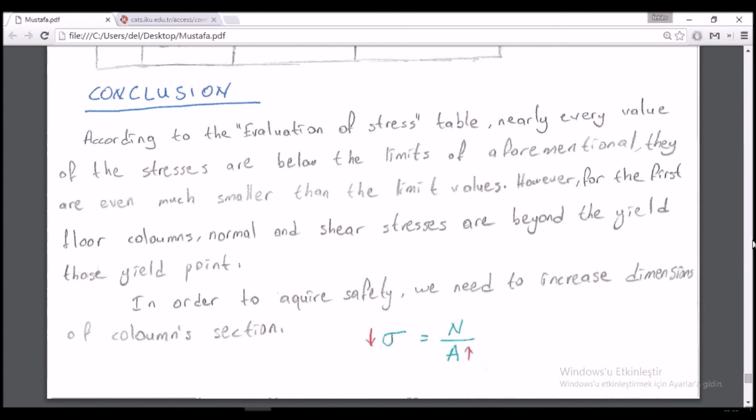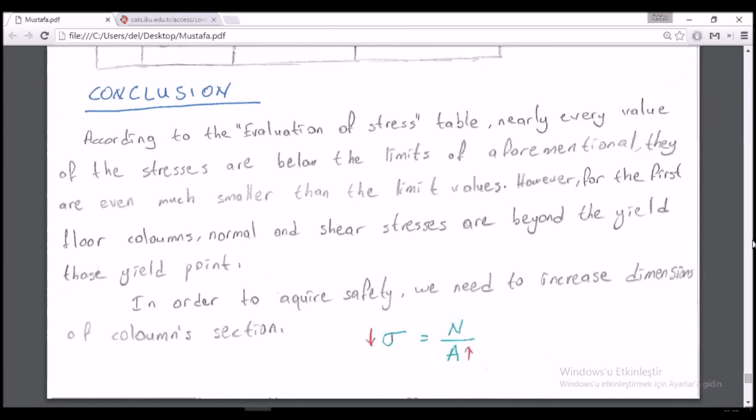Here we wrote our conclusion. According to the evaluation of stress table, which I showed you, nearly every value of the stresses are below the aforementioned limits. They are even much smaller than the limit values. However, for the first floor columns, normal and shear stresses are beyond the yield point. In order to acquire safety, we need to increase dimensions of column section.